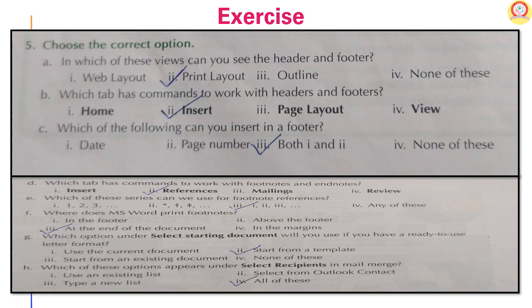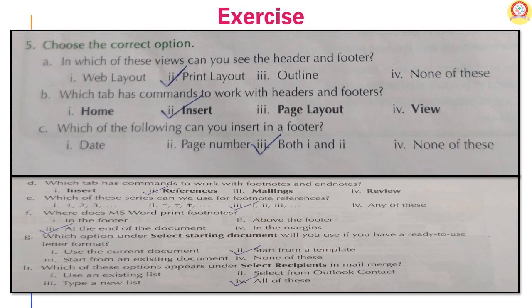E. Which of these series can be used for footnote references? 1. It is normal numbering 1, 2, 3. 2. Multiplication sign, that is a plus, and other signs are there. 3. It is written in Roman numerals. 4. All of these. So it's 3, that is in Roman numerals i, ii, iii. Okay. Now let's move to F.